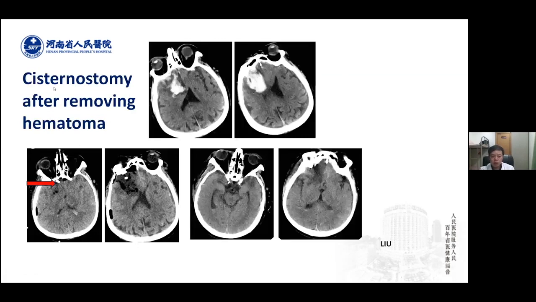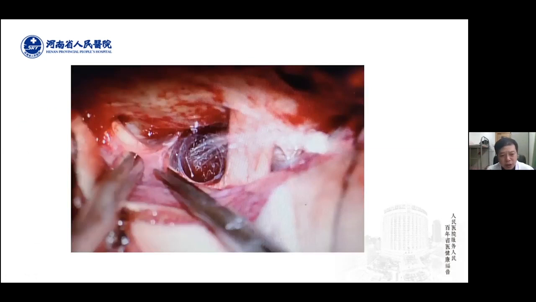This is cisternostomy after removing the hematoma. This patient had a large hematoma in the cranium. When we removed the large hematoma, we placed a tube here and could get drainage of the CSF. This picture is from the intraoperative view. We can see the hemorrhage here near the optic nerve; we opened it and the hemorrhage came out.